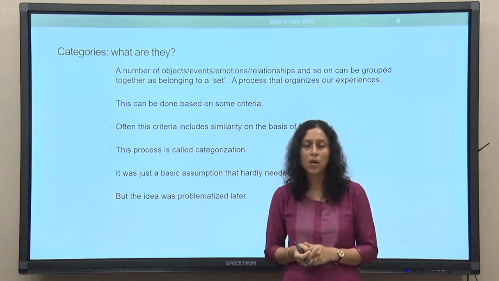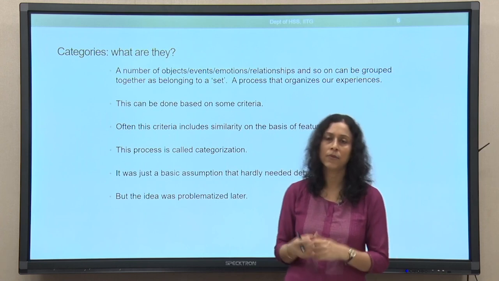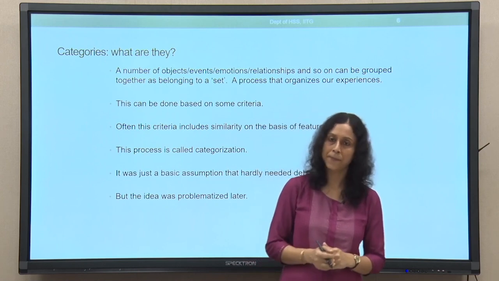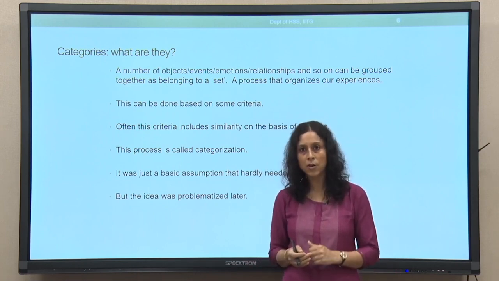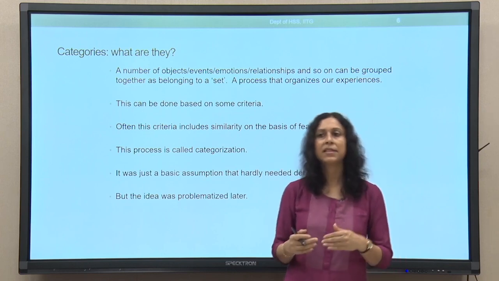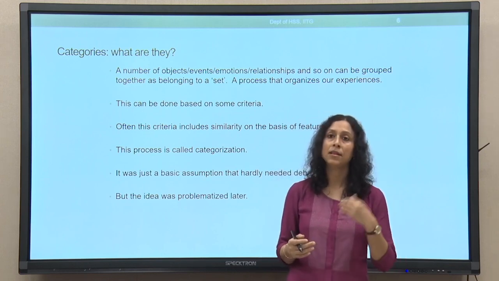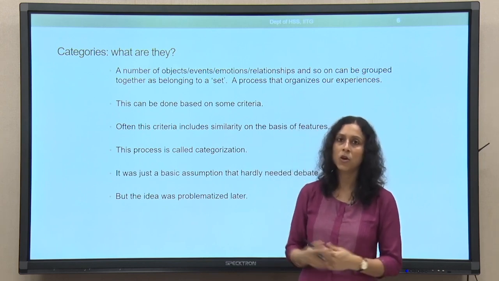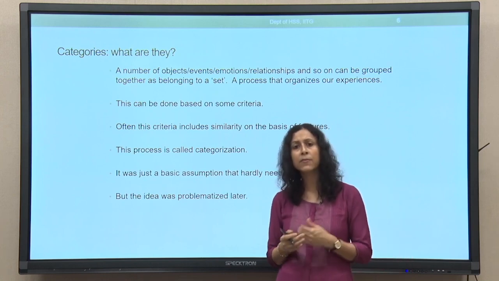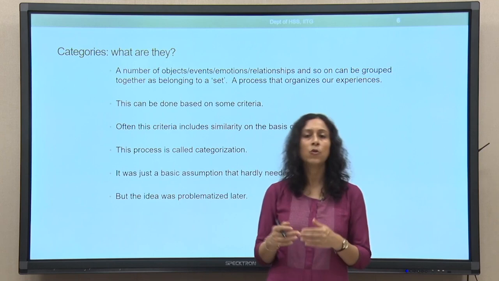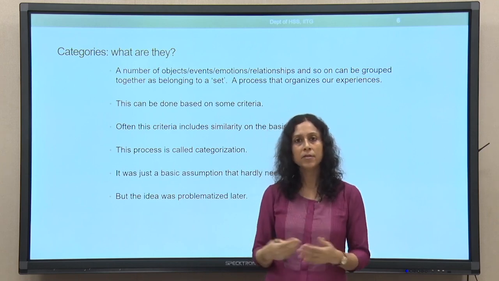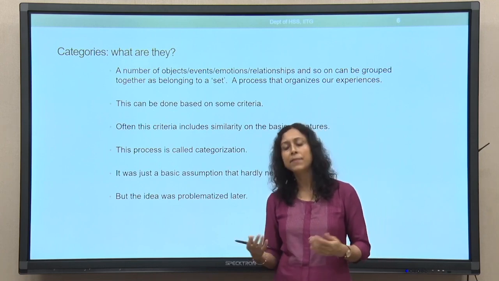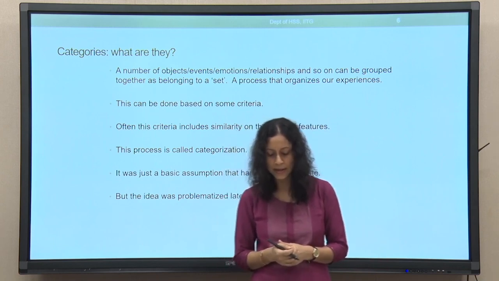What are we doing here? While we are busy doing this process, we are grouping them based on some criteria. That criteria is more often than not based on similarities. It can be similarities in structure, in purpose, or on various other grounds. In fact, that is where the problem arises, as we will see later. But for now, let us just understand that while grouping things together, we depend on certain criteria, which is again based on some sort of real or perceived similarity. This is the process which is called categorization.